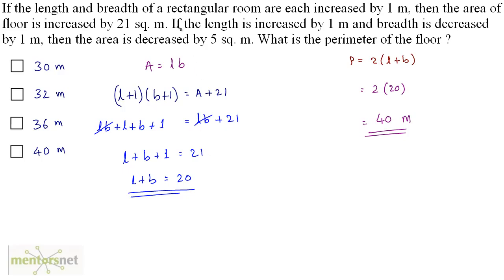Now the question gave you extra information too. If the length is increased by 1 meter and breadth is decreased by 1 meter, the area decreases by 5 square meters. So you could have used this and calculated the actual length and the breadth. So there was no need for that. We just calculated it like this.